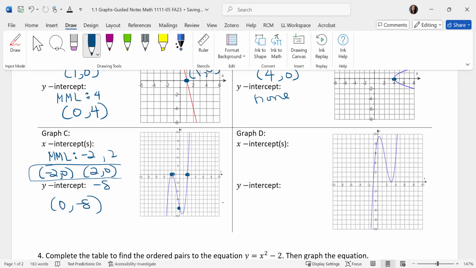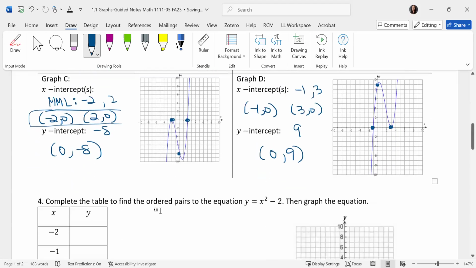Graph D, let's see. It has two x-intercepts at -1. So we write the ordered pair as (-1, 0). And also this other point, which is 3. So we write it as (3, 0). And then the y-intercept, it crosses the y-axis at 9. And as an ordered pair, for my exams, you're going to write it as (0, 9).